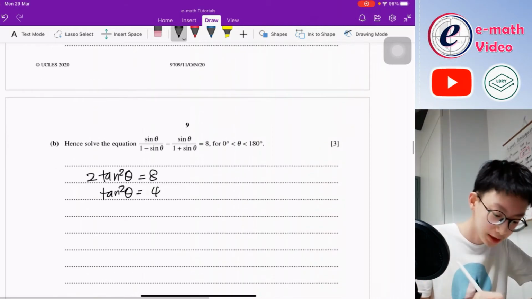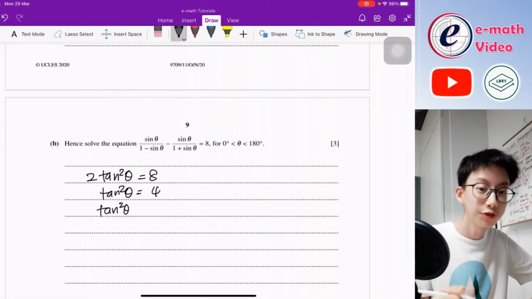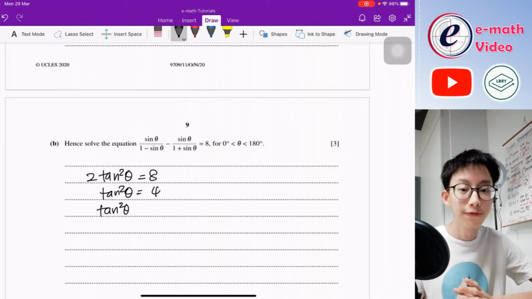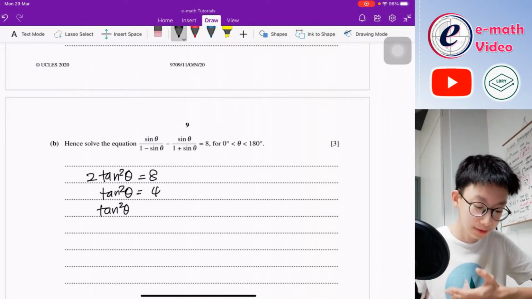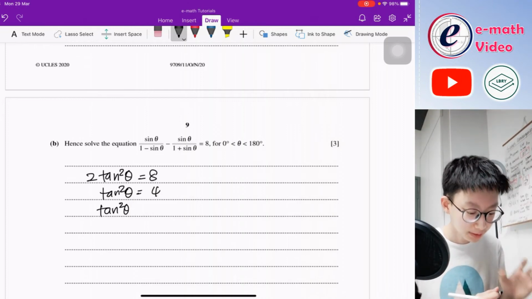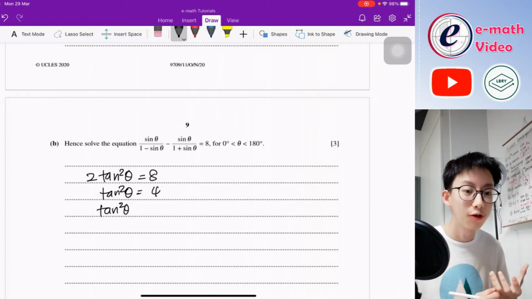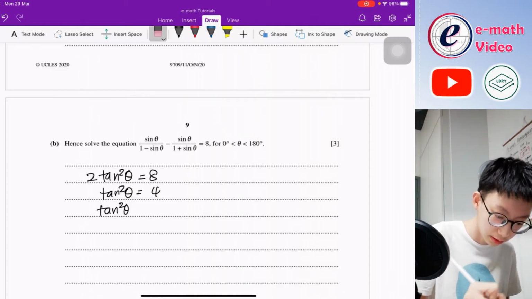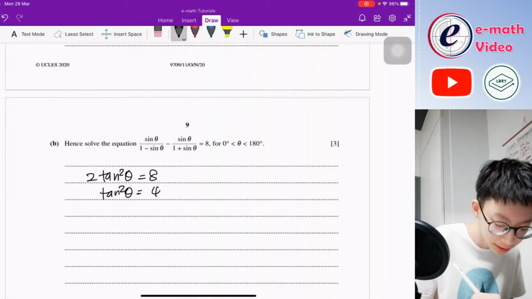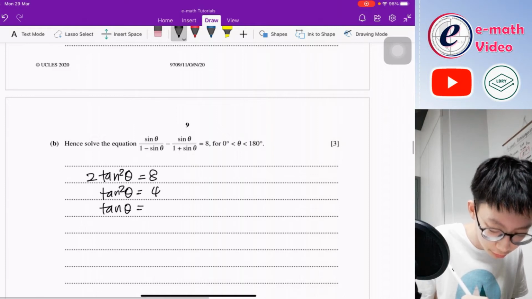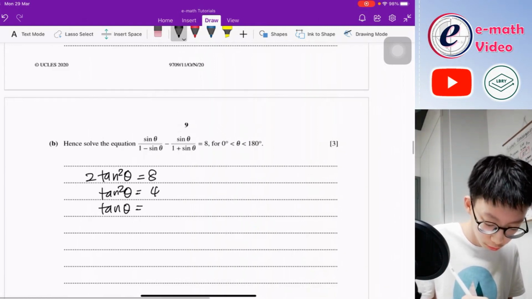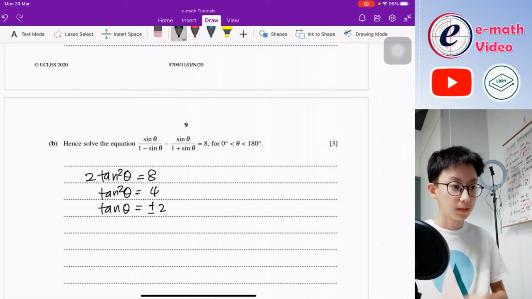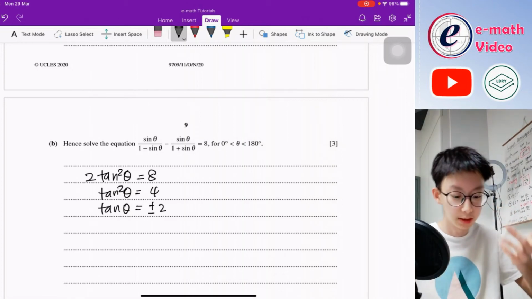Then square root both sides. Can you square root both sides? Let's check. On the right hand side is a positive 4, so it will not get an i. On the left hand side, tangent square is a square, so it will always be positive. Therefore, you can square root it. But I also wrote it wrongly. So tangent theta equals plus minus 2. Then we have to do it separately.